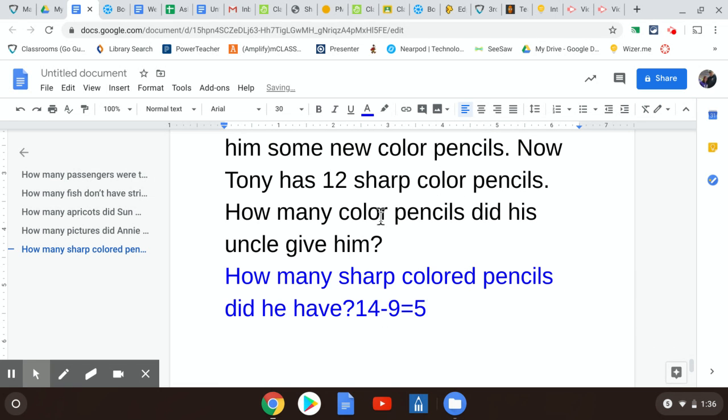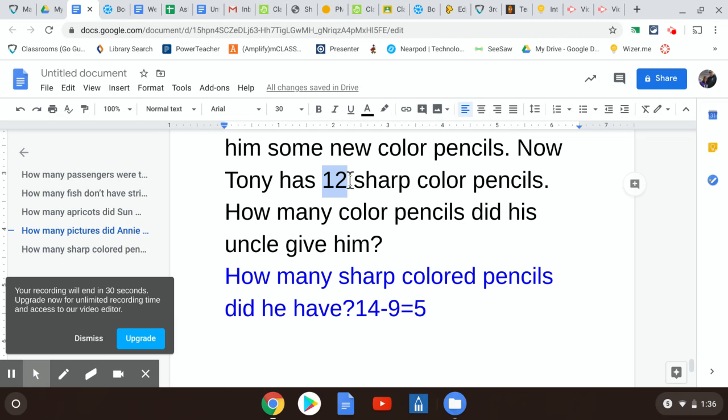Okay, now here's where it gets a little tricky. It says he got some new colored pencils from his uncle. Now he has 12 sharp pencils. So he has a total of 12 sharp pencils. So to do this, now you're going to have to take 12, because that's your total, minus 5, because that's how many he had yesterday. And that equals 7 pencils.